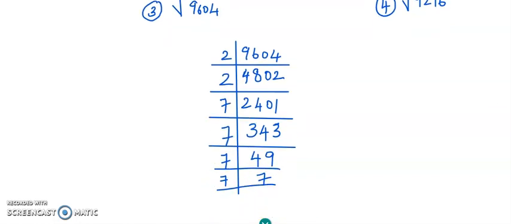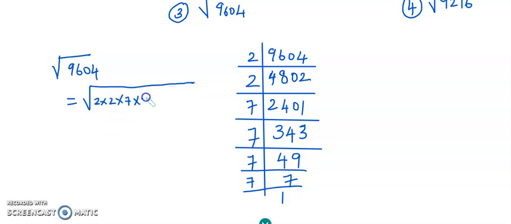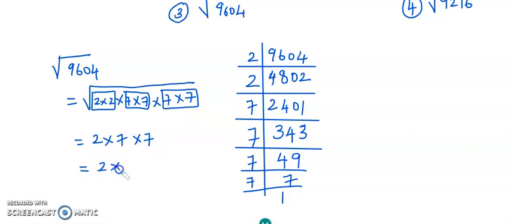Am I clear? So I'll put the factorization on the left side. I'll say square root of 9604 is equal to square root of 2 multiplied by 2, then 7 multiplied by 7 multiplied by 7 multiplied by 7. You can count how many 7s I have, 4. So let's make the pairs. This is the first pair, this is the second pair, and this is the third pair. So take out 1 from there, so only 2, then from here 7, from here 7, which is 2 times 49, which equals 98. Am I clear?